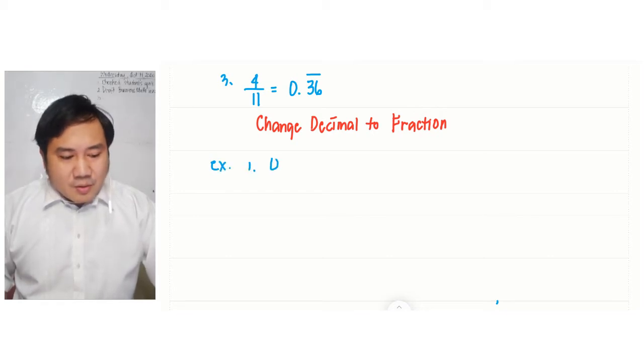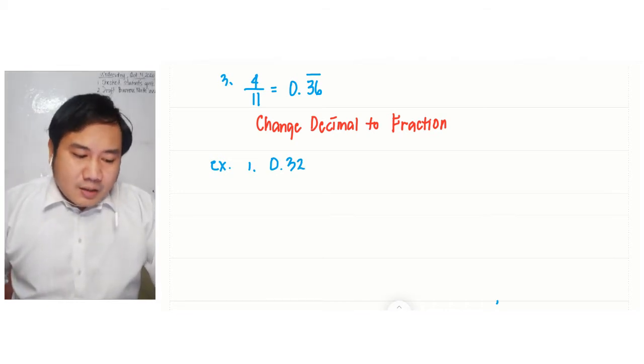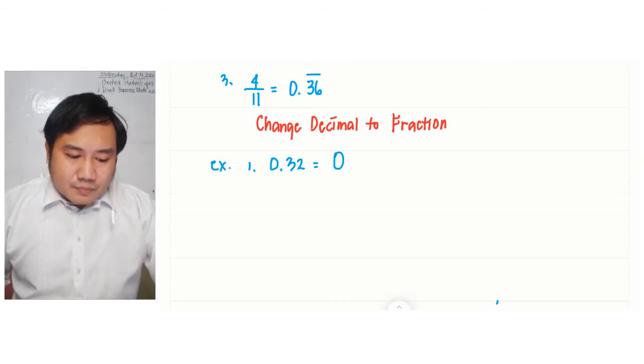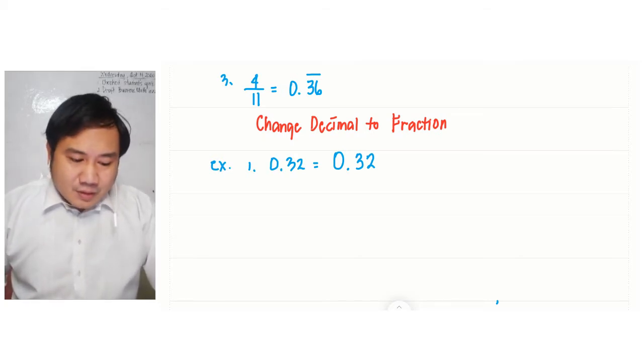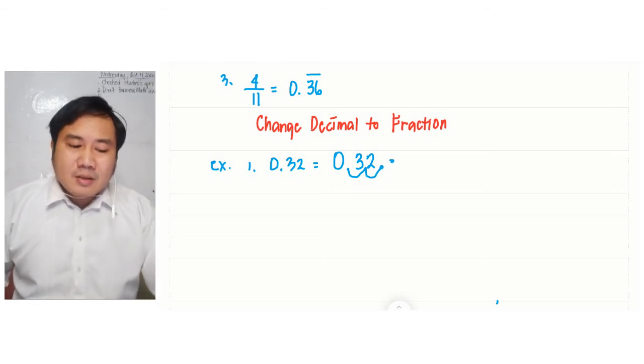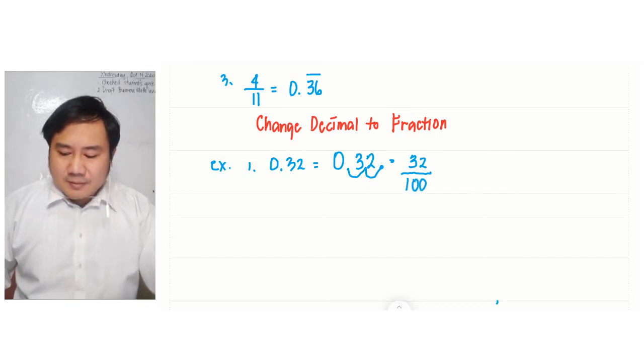Number 1 is 0.32. Okay? So, ang gagawin natin, locate the decimal point there. And then, dalhin natin siya sa further right, sa pinakadulo. That's 1, 2. Para maging whole number siya. And then, the number of decimal places na tinalo natin will correspond to the number of zeros sa denominator. So, that's 32 over, since nakadalawang talon tayo, that's 32 over 100. Okay? And then, we can just simplify it.